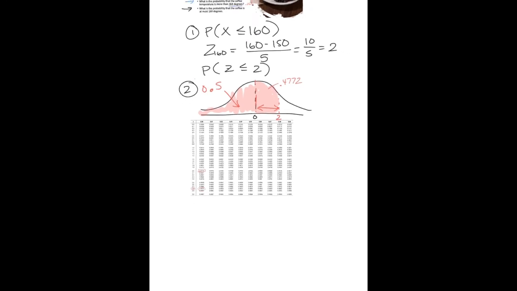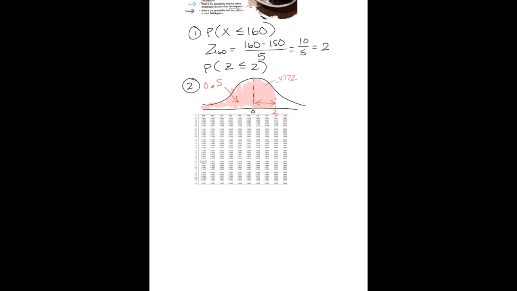So what is the probability that z is less than or equal to 2? Or what is the probability that your coffee temperature is less than or equal to 160 degrees? Well, that's going to be 0.5 plus 0.4772, which equals 0.9772, or 97.72%.